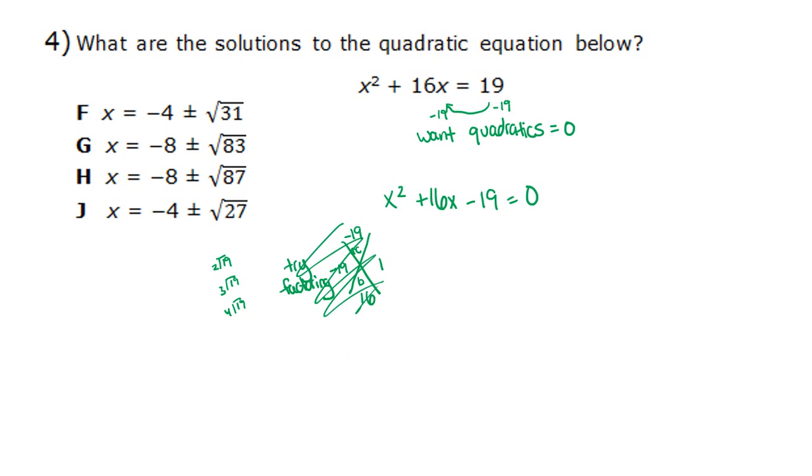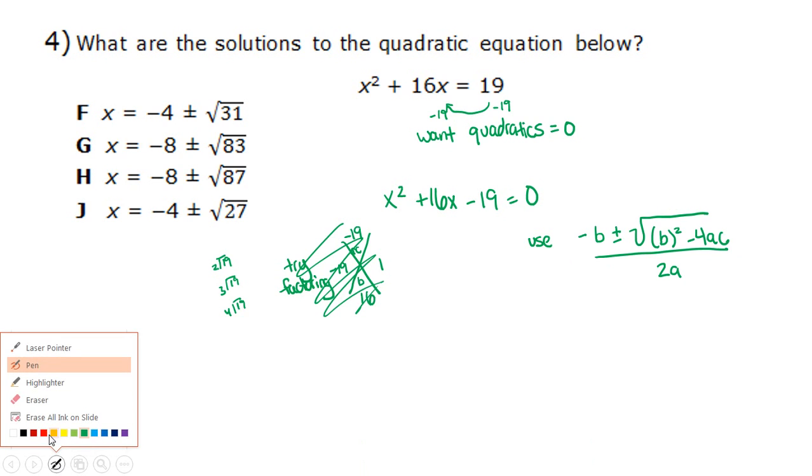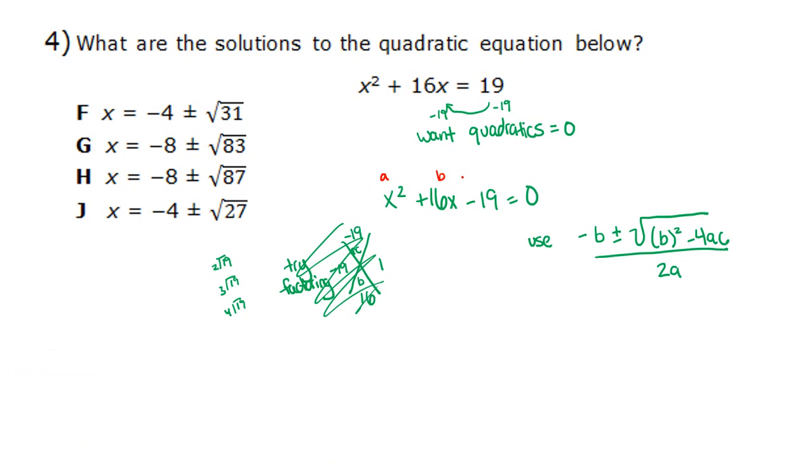If factoring doesn't work, then I have to use my quadratic formula, which is this. Okay, so let me change colors here, and we're going to plug everything into this equation. So that means we have negative 16 plus or minus the square root of 16 squared minus 4 times 1 times negative 19, all divided by 2 times 1. Okay, this is pretty massive.